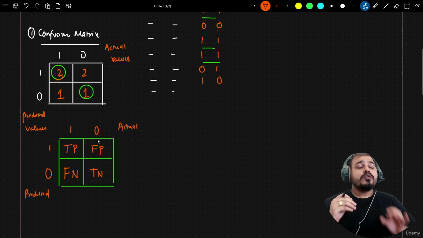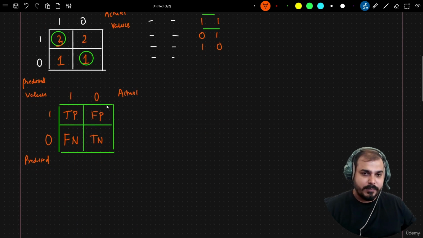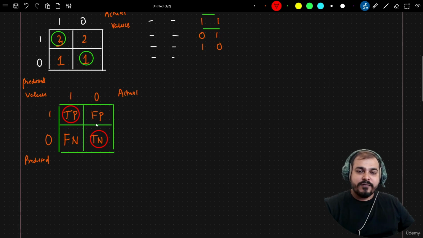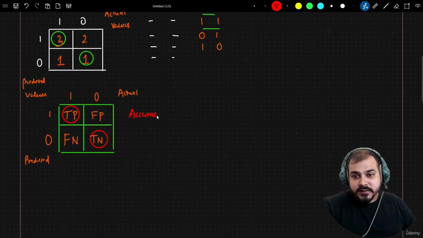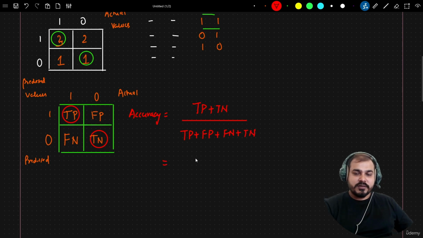Now this is super important in respect to deriving all these formulas of accuracy, precision, recall and F beta score. Okay, we're going to discuss how. Now out of this, true positive and true negative are my correct results, and the remaining, false positive and false negative, are my wrong results. So if I really want to calculate my accuracy, the formula will be true positive plus true negative divided by true positive plus false positive plus false negative plus true negative, right? So this is the specific formula with respect to this.